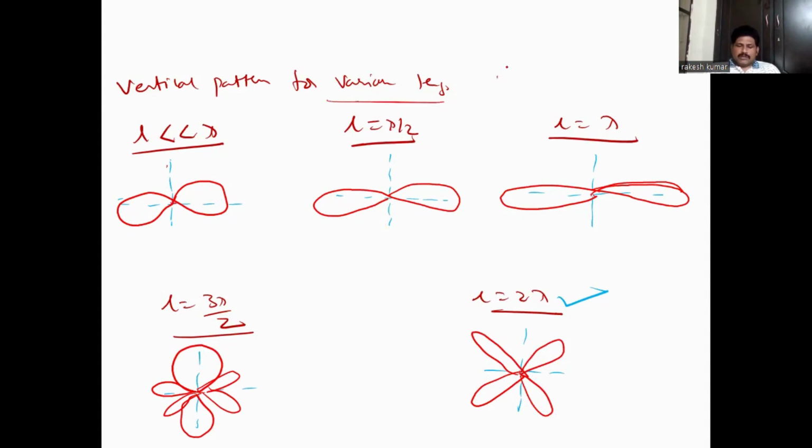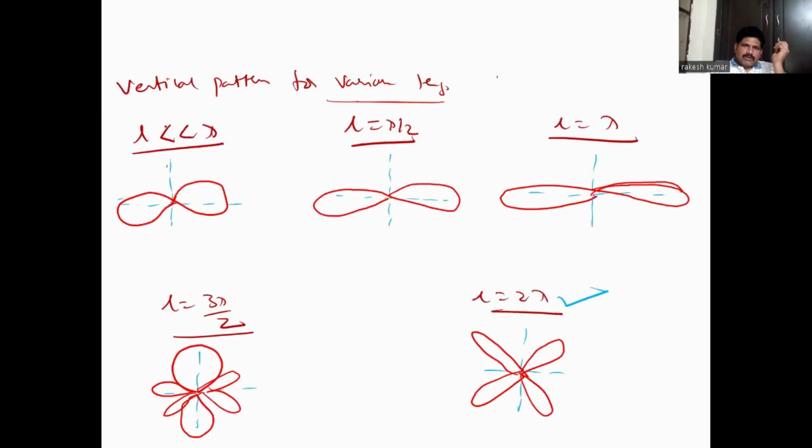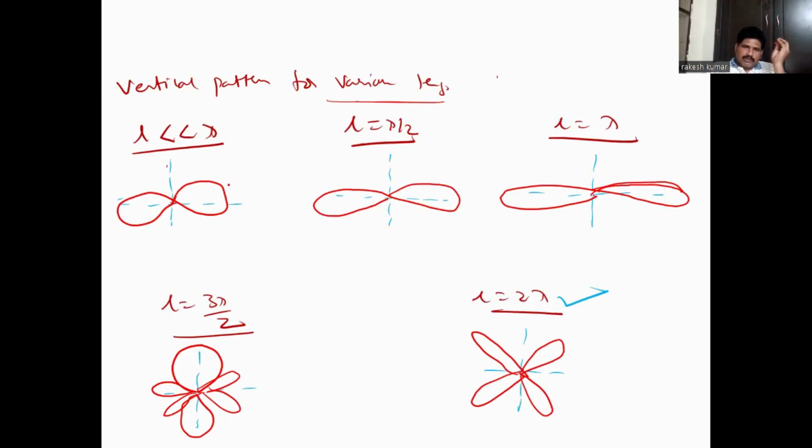Similarly, the same thing for the vertical pattern of the quarter-wave monopole. What is the monopole? This is our half-wave dipole. The quarter-wave monopole has only one leg, and we consider the image part. So whatever patterns we are having, only one part will be available.